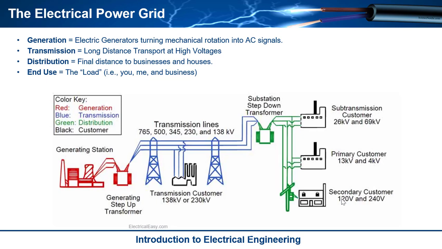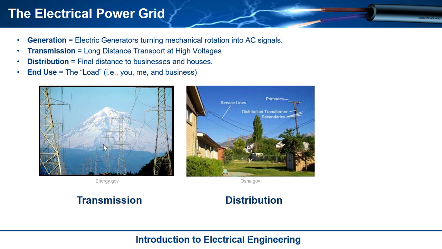down into the voltage levels that we see in our walls, which is 120 volts, or 240 volts for our dryers. And so this is the whole thing. Transmission is the long haul, distribution is throughout the cities, and then the end user is us. All right. Here are some pictures of what transmission looks like versus what distribution looks like.